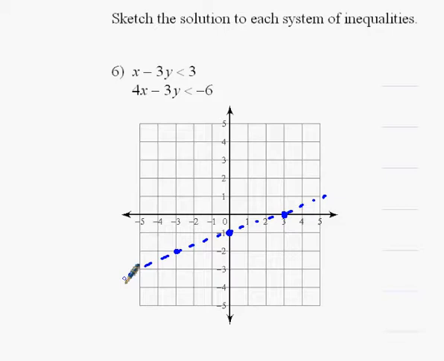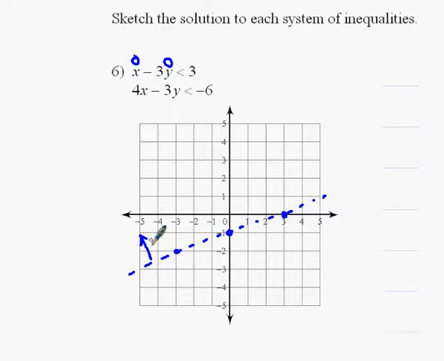We have to decide which direction to shade that one now. If I put 0 in for x and 0 in for y, again, I'm testing this point right here, I get the statement 0 minus 0 is less than 3. Well, that's true. So I'd best be shading toward this point. So I'll make a little arrow here.